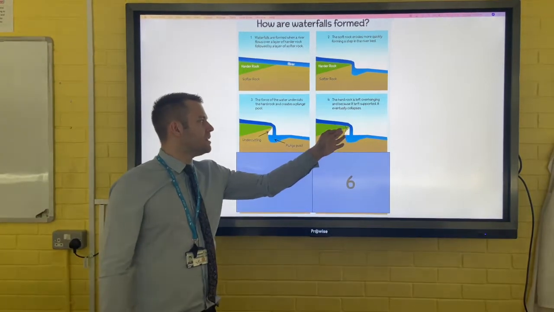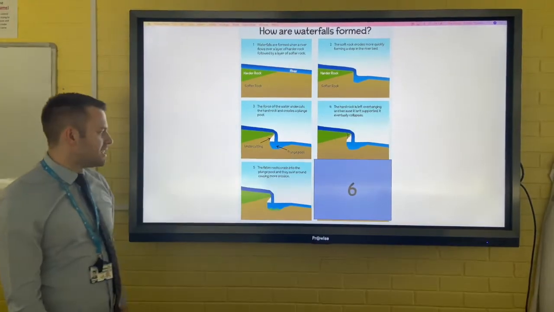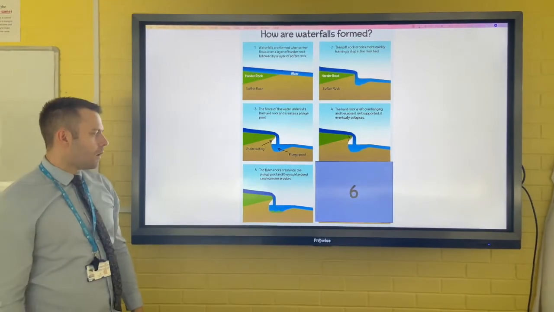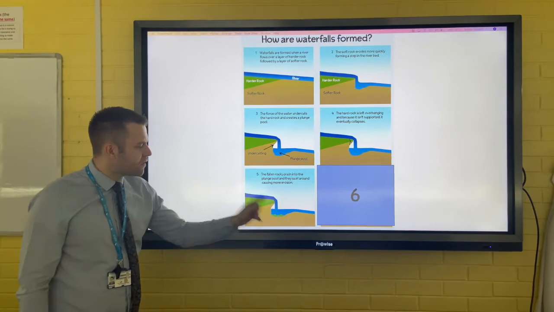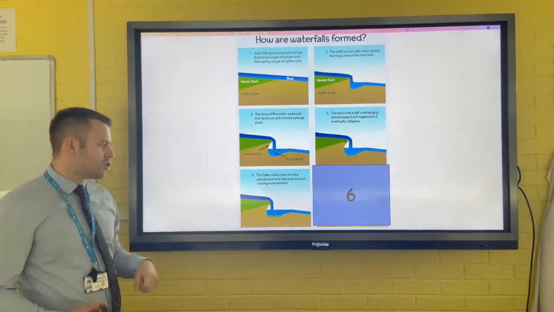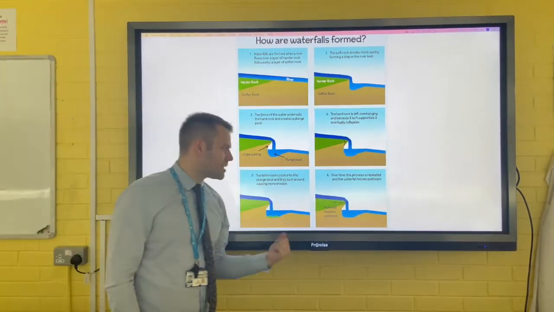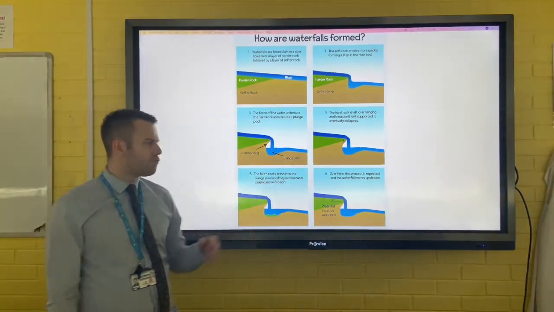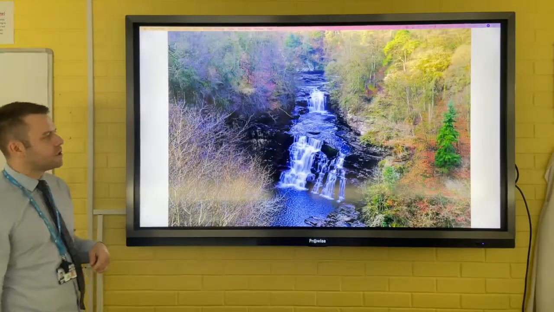This process continues until the unsupported rock or the overhang collapses into the plunge pool. Okay, this process continues even further, and the rock that has fallen off the overhang is now in the plunge pool, and attrition would be making this rock smaller and rounder. This process continues and the waterfall recedes upstream, and this is where you often find steep-sided gorges.